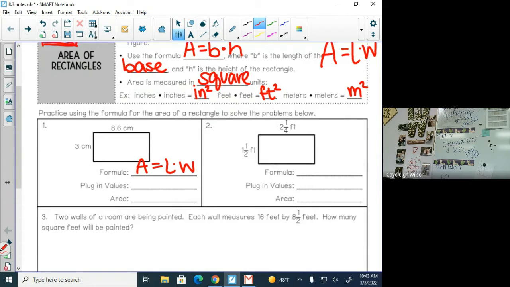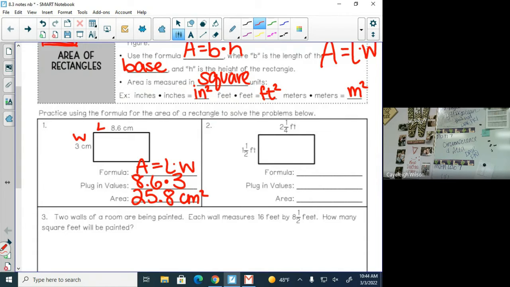So length is the longer side typically, or the horizontal side. So 8.6 times the width, which is 3. And then just use your calculator. 8.6 times 3 is 25.8. And then what would I put on that 25.8? Centimeters squared. So I said that this was the length, this was the width. But like I said, if you mix them up, it's really not a big deal.